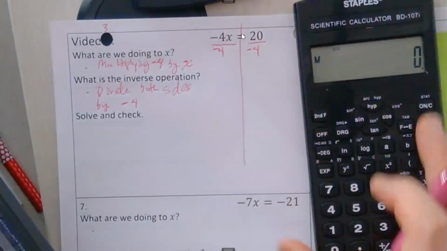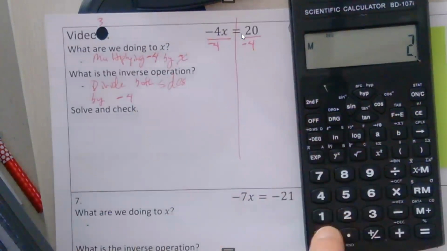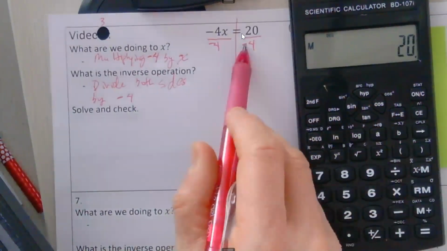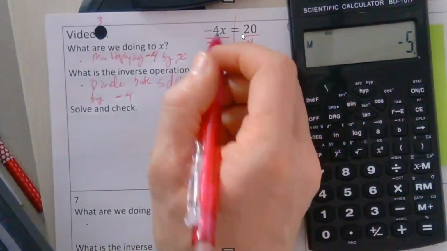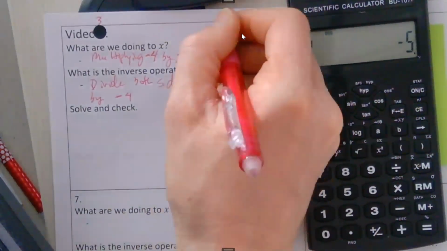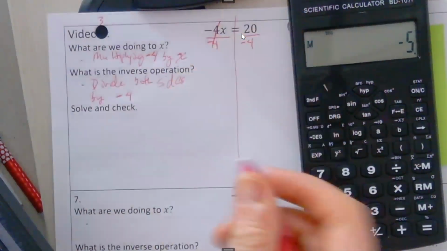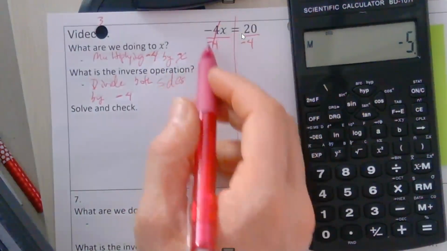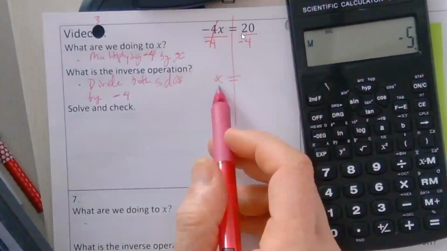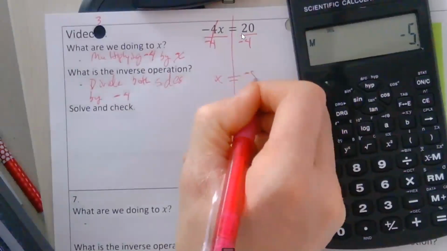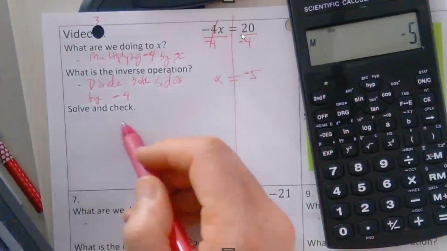And here we go. 20 divided by -4, so for -4, you're going to hit the 4 and then make it negative on this calculator. So 20 divided by -4 equals -5. So -4 divided by -4 is 1, right? That division cancels out these -4s on this side of the equation, and you're left with just 1x. 1x is x. That's 1x equals -5. Like that.